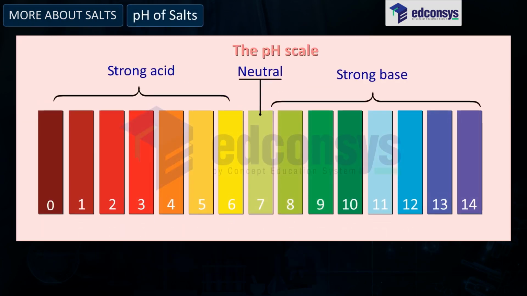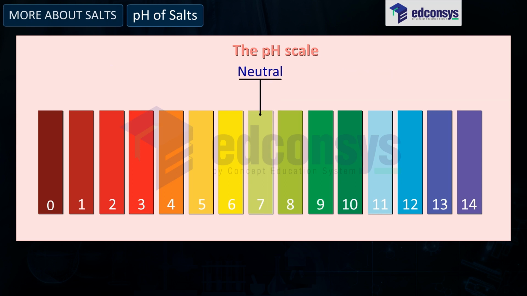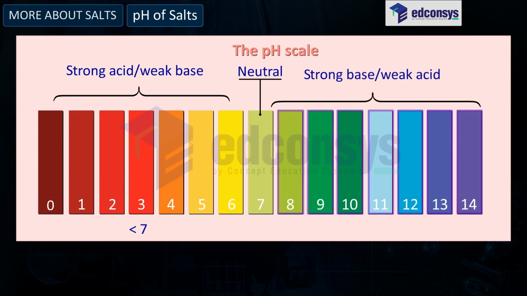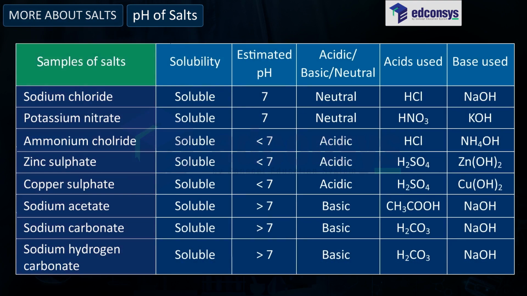Salts of a strong acid and a strong base are neutral with pH value of 7. On the other hand, salts of a strong acid and weak base are acidic with pH value less than 7, and those of a strong base and weak acid are basic in nature with pH value more than 7. Some samples of salts: solubility in water, estimated pH, whether the salt is acidic, basic or neutral, acids used, bases used.